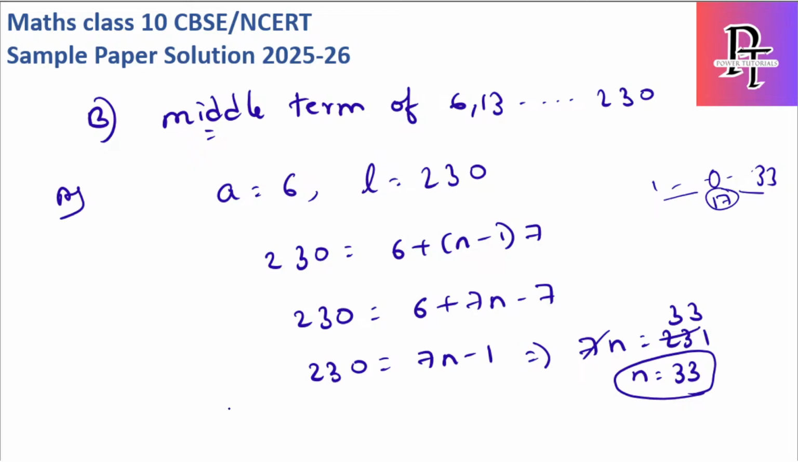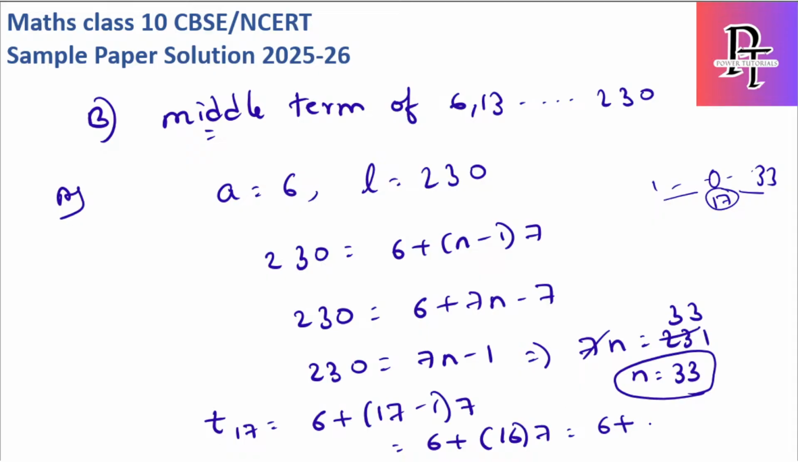So let's find out T17, which is the middle term here. Which is a plus n minus 1 into d. So here it is 6 plus 17 minus 1 into d, where the d value is 7. So which is 6 plus 16 into 7, which is 6 plus 112, so the answer is 118.